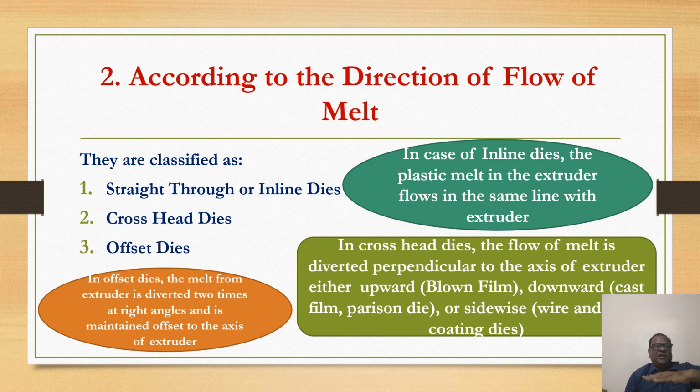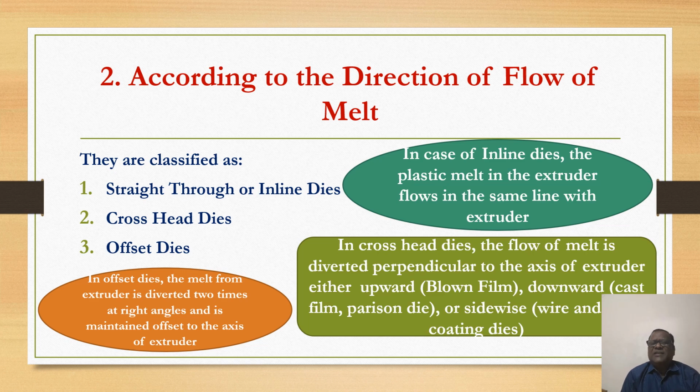Suppose the melt is coming from the extruder along the x-axis. Then it will go like this, and after that again it will flow. So one time 90 degrees, then a second time 90 degrees. So x-axis, y-axis, again x-axis. So there will be a distance between the two x-axes. That distance between the initial x-axis and the final x-axis, that vertical distance along the y-axis, is called the offset.